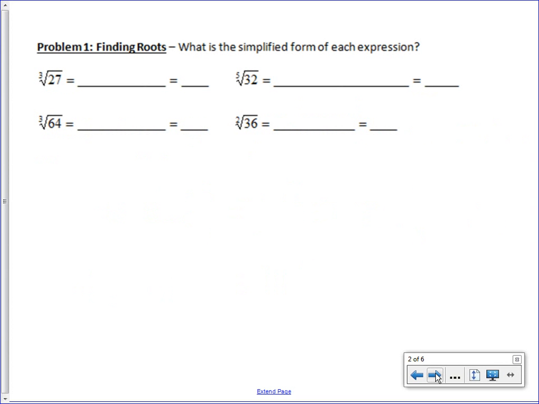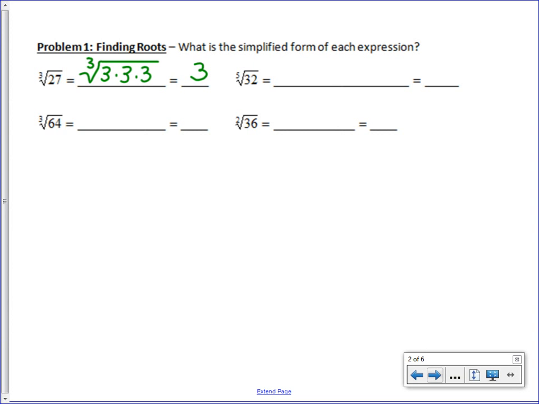All right, so problem 1, finding roots. What is the simplified form of each expression? Our first example, the cube root of 27. And we're going to write these out. 27 can be written as 3 times 3 times 3. So the cube root of 27 is 3. 3 is used as a factor 3 times in order to get the radicand of 27.